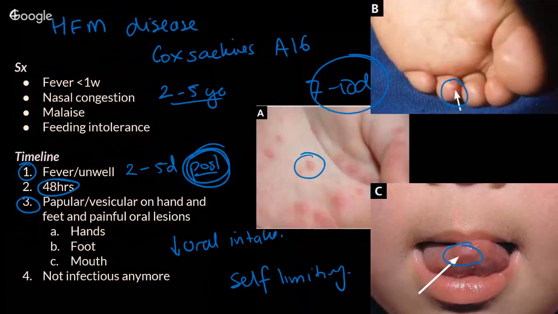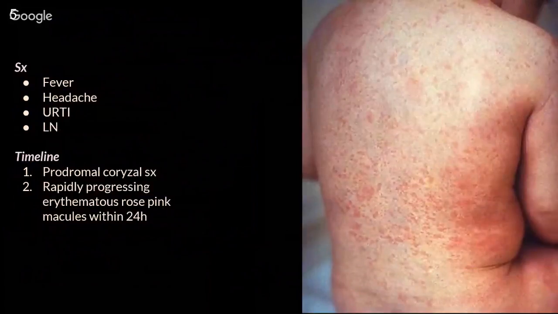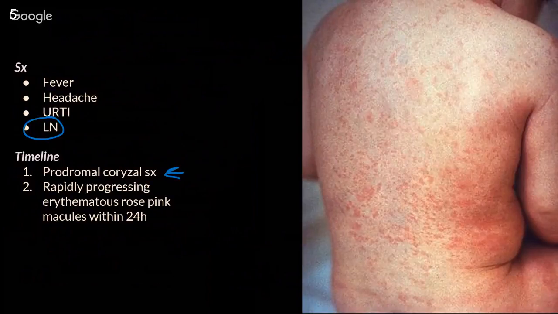All good? Is it like an example? It's just a coryzal symptom. Like a cold? Yeah, coryzal symptoms. Fever, headache. Okay, so this one's important. So this condition has lymphadenopathy. You have a prodrome of coryzal symptoms, much like many things do.